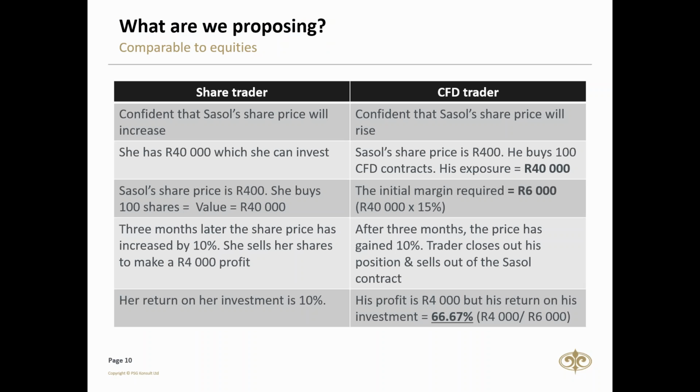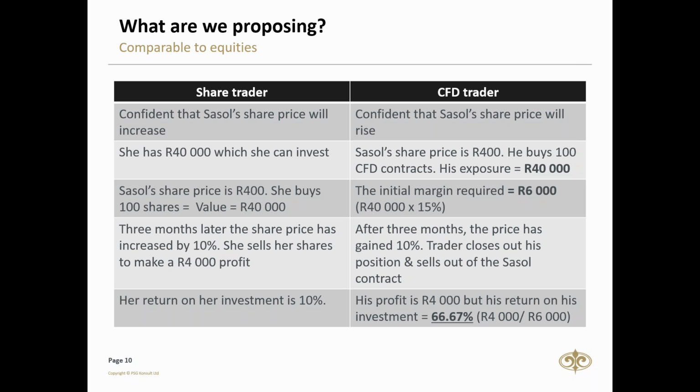Now let's look at an example between a share trader and a CFD trader, both having exactly the same thought around a specific share. In this case it's Sasol. So investor 1 who trades shares, she wants to invest 40,000 Rand into Sasol, which means at a share price of 400 Rand, we can buy 100 shares and have exposure to 40,000 Rands worth of Sasols. 3 months later, the share has gained 10%, and when you sell it at 440 Rand, you will make 4,000 Rand profit, or a 10% return on investment, which isn't bad for this period.